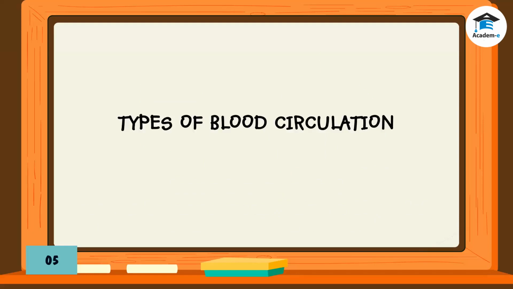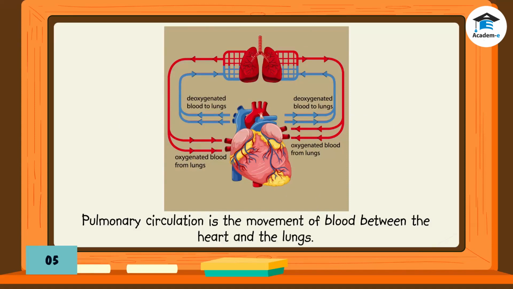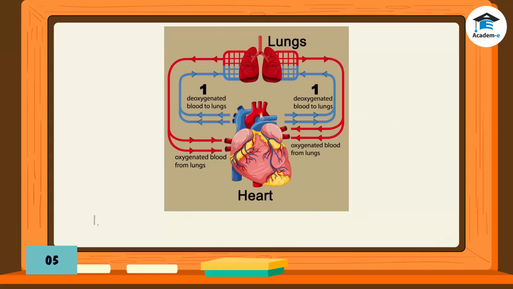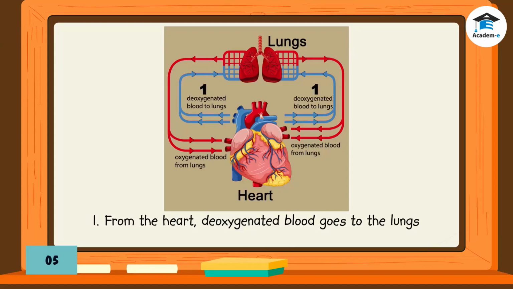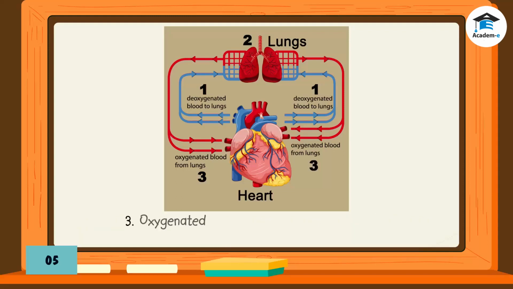Types of blood circulation. This system performs two important blood circulation tasks. Pulmonary circulation is the movement of blood between the heart and the lungs. 1. From the heart, deoxygenated blood goes to the lungs. 2. It collects oxygen and releases carbon dioxide. It becomes oxygenated blood. 3. Oxygenated blood flows back to the heart.